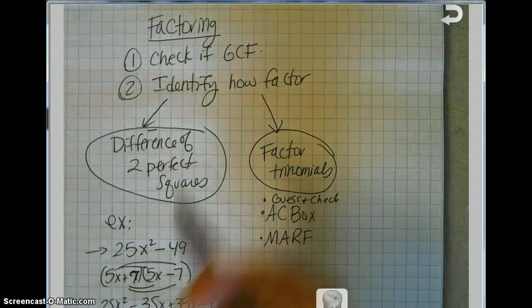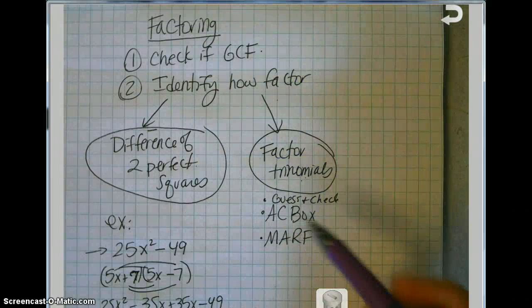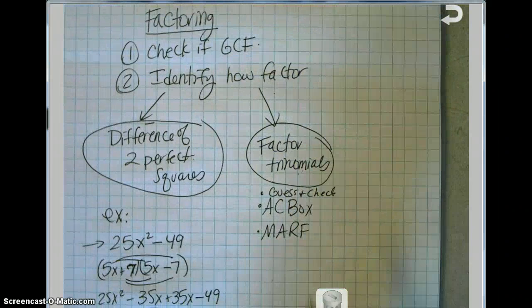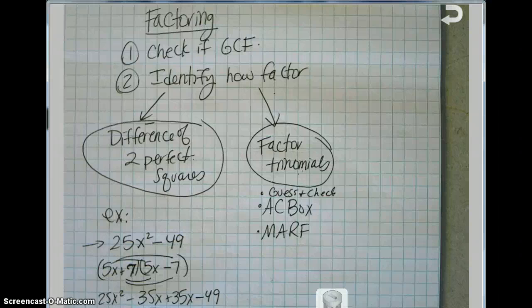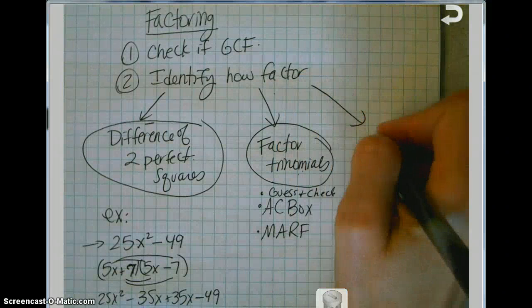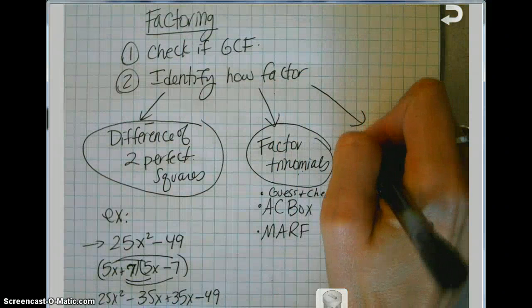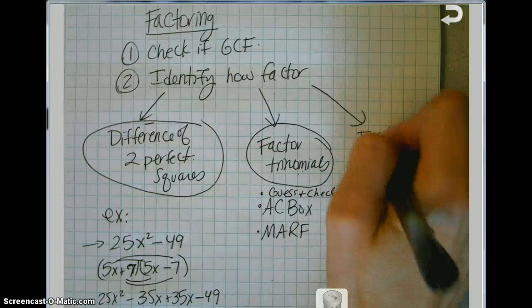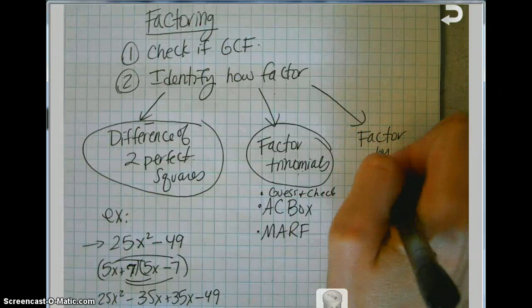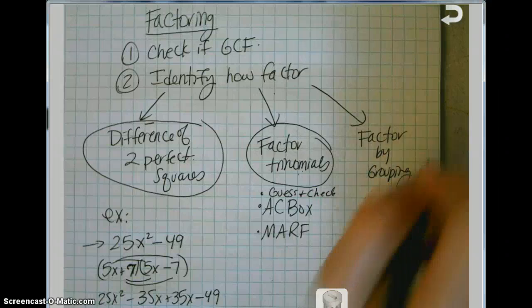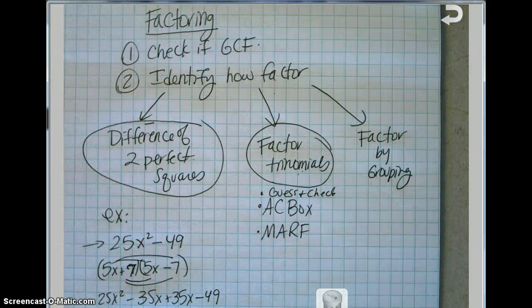We've talked about the difference of two perfect squares. We've talked about factoring some trinomials by using guess and check or AC box/MARF. We'll also talk today about factoring polynomials with four terms, factor by grouping. This is if you've got four terms, and I can show you an example of factoring by grouping.